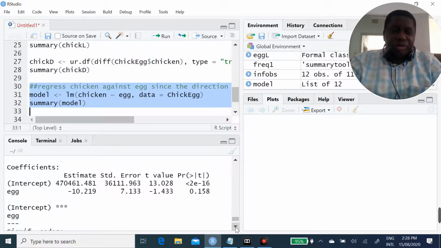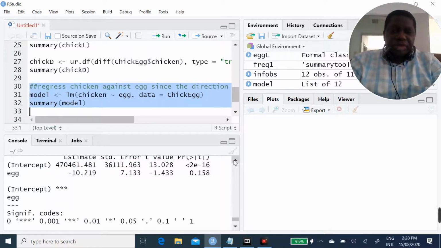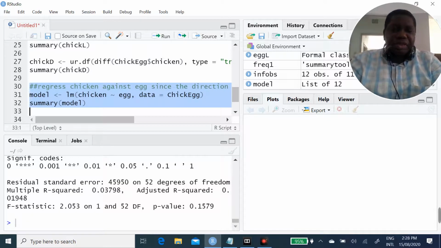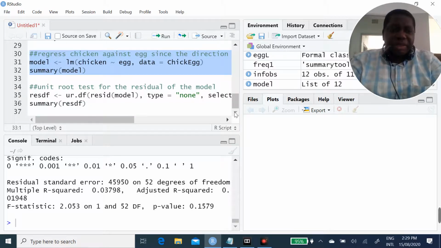So we may even conclude that the relationship between egg and chicken is not significant. Then we can proceed to the final stage, where we conclude there is no relationship in the long run. But you can still proceed and check for the unit root of the residual. At least to be convinced that cointegration does not exist between egg and chicken based on the data we have.